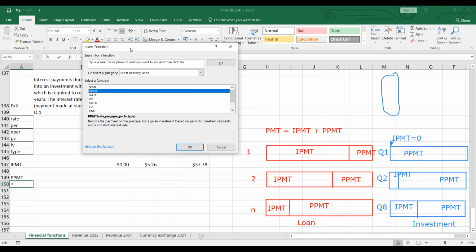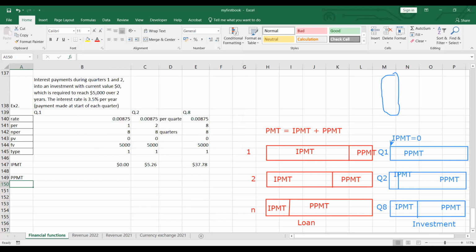For PPMT we use the same set of arguments, in absolutely the same order as in the IPMT: rate, nper, pv, fv, and type, while per is an extra argument that tells us which period you are focusing on. Now we will begin with the first example for the PPMT.